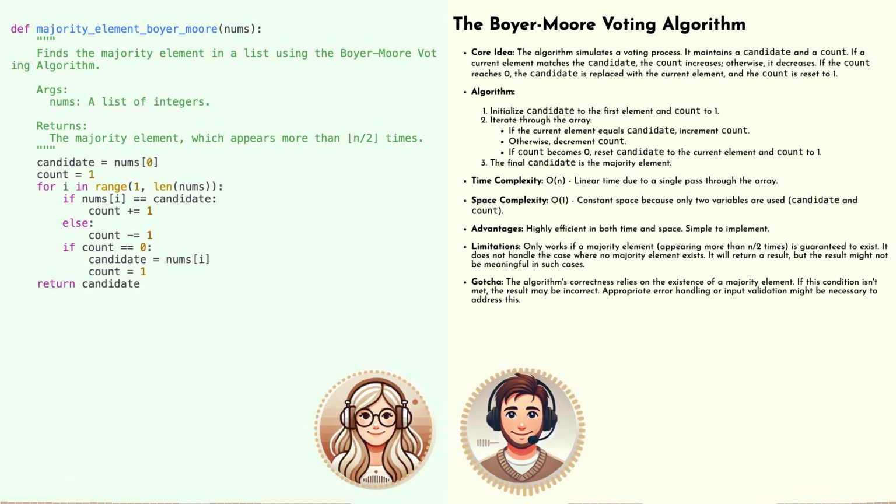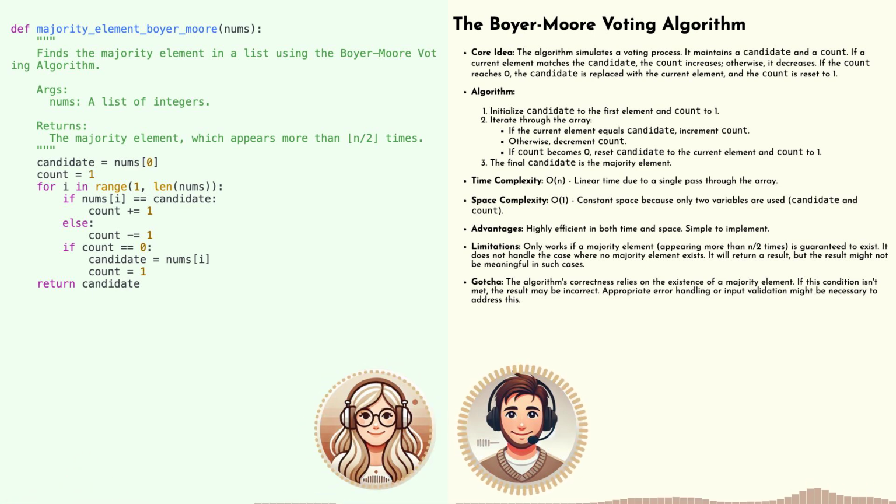For instance, what happens if the array doesn't actually contain a majority element? Good question. Will our algorithms still work correctly? Some of them might go haywire. They make assumptions. They assume that a majority element exists. If it doesn't, they might not give us the right answer, or they could even lead to errors.